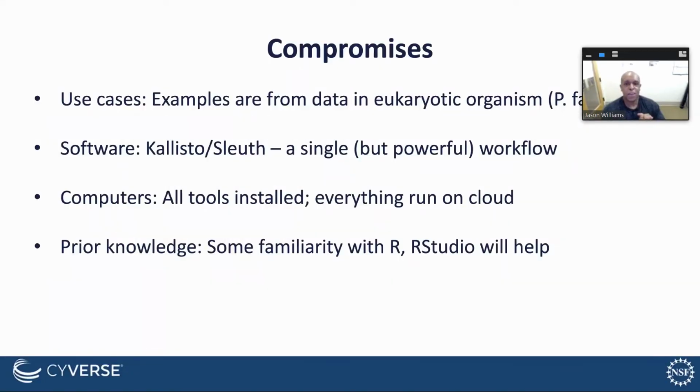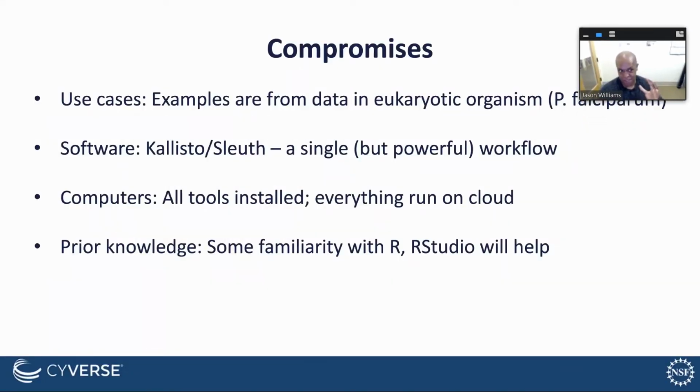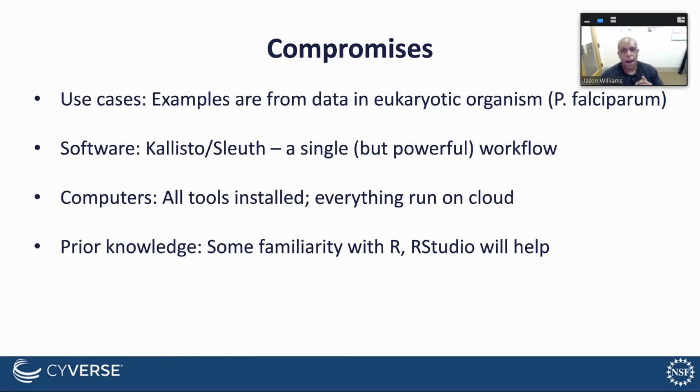All right, so what are the compromises we had to make in order to get this to work in the 1 hour? One, we're focusing in this case on a eukaryotic organism, and since this is a microbiology conference, I chose Plasmodium to look at a nice single cell creature. And we're going to be using software, this Kallisto and Sleuth, and it's really a very simple and straightforward pipeline, which is excellent. And it manages to do that without compromising its accuracy.